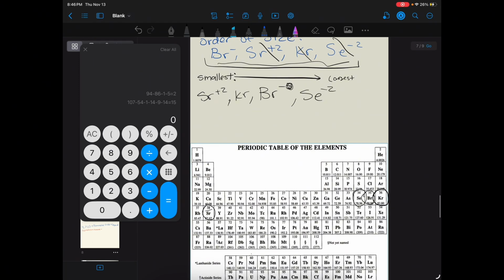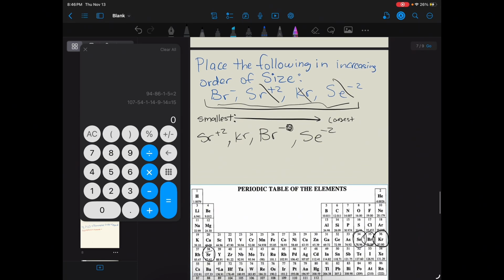So again, the easiest way is just to organize them by the amount of protons. So that would be our final answer for going from smallest to largest for this isoelectronic problem.